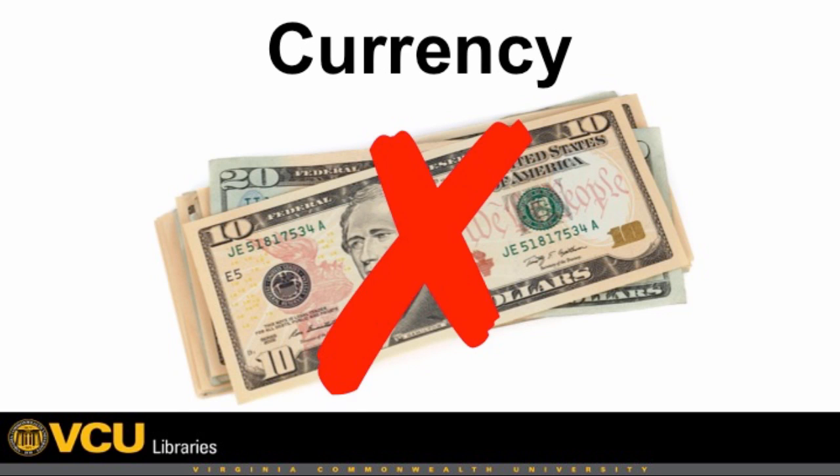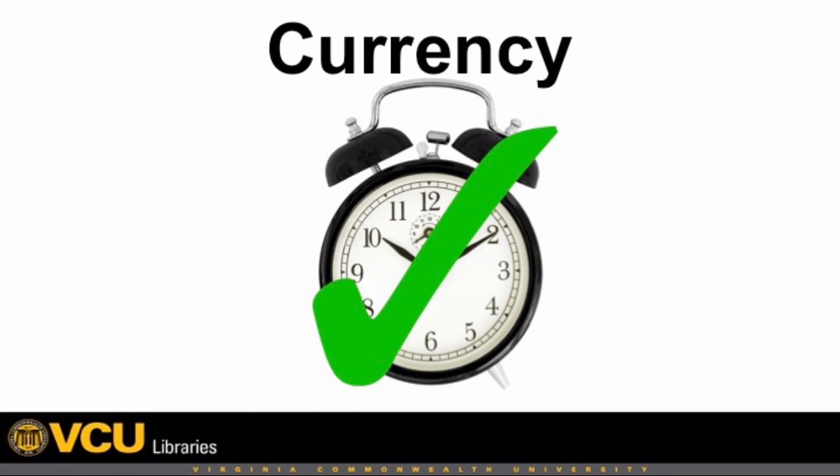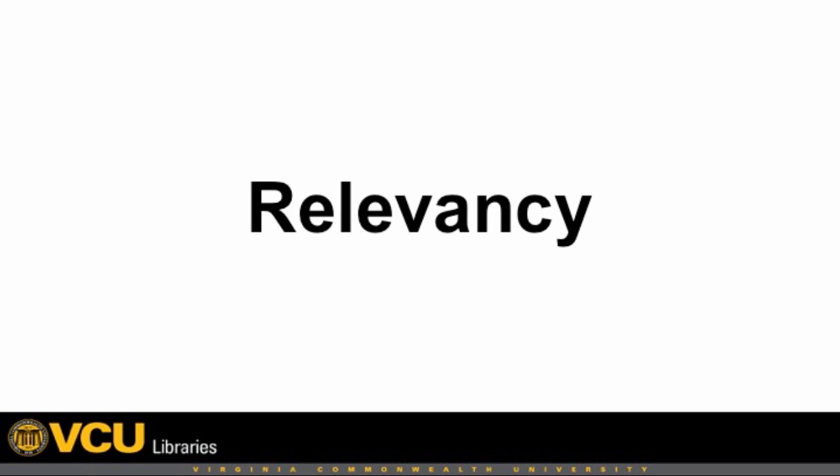Not currency like money, currency like time. You should be able to locate the date of publication or the date the website was most recently updated when finding things online. Information should be up to date and timely for your topic. Relevancy is key. Not only should an author's credentials be relevant to the topic he or she is writing on, but the information you're looking for should be relevant to the topic of your paper.